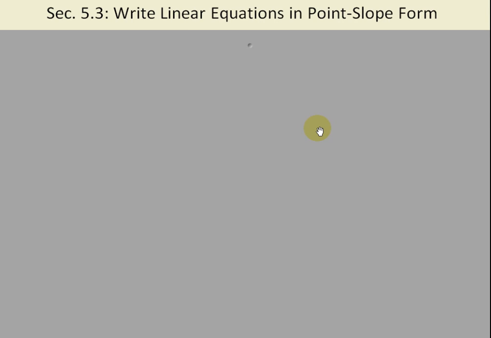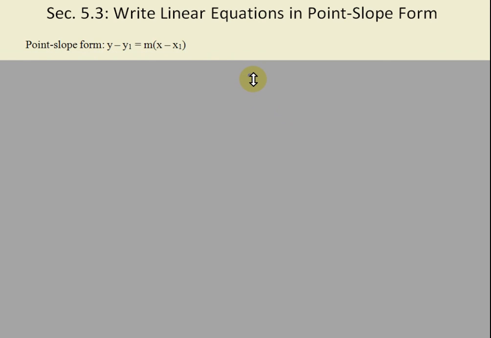In section 5.3 we're going to continue to look at linear equations, but while we've been looking at them in slope-intercept form, now we're going to switch gears a little bit and look at what's called point-slope form. So what does this look like? Well, you're going to see an equation in this form.